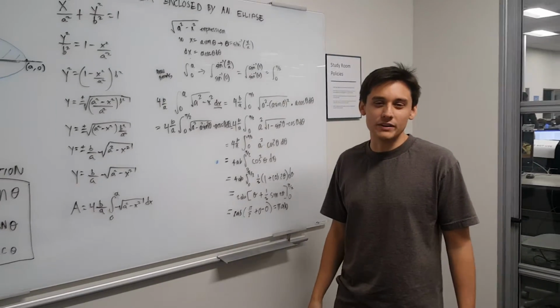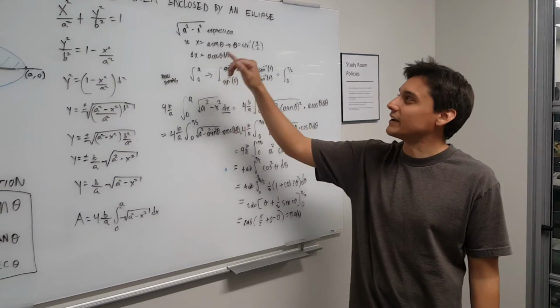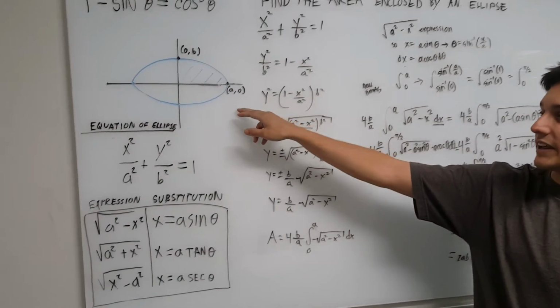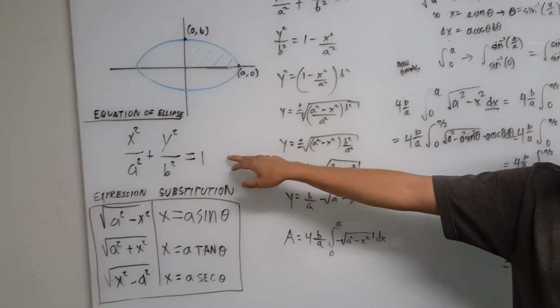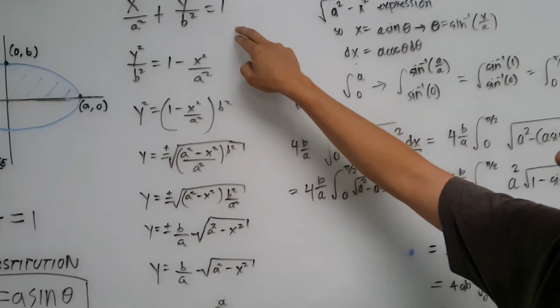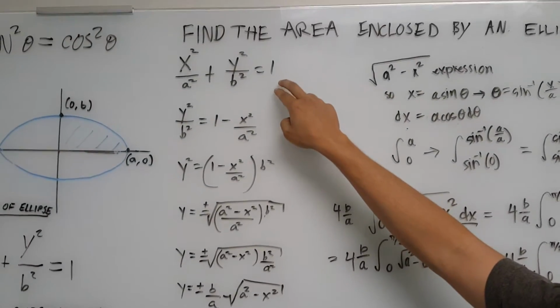And I'm in a group with Hope and Ralph, and we're going to show you how to find the area enclosed by an ellipse. So this is an ellipse, and we're going to find the area of it. And this is the equation of an ellipse. Right? So first we're going to solve for y of the equation.